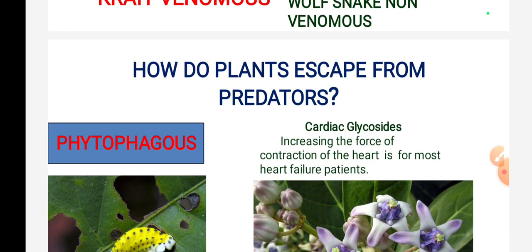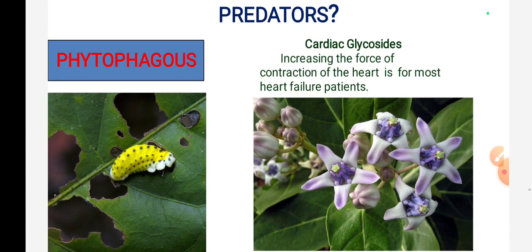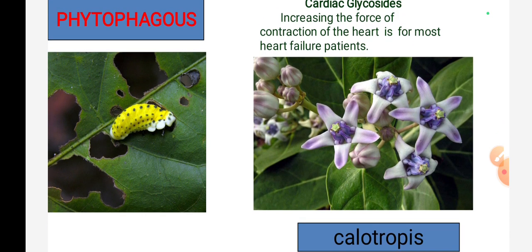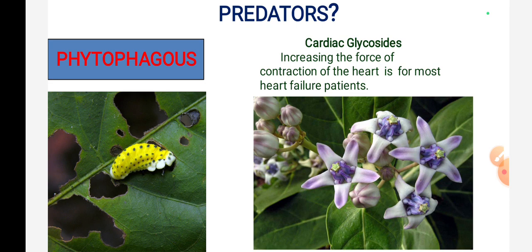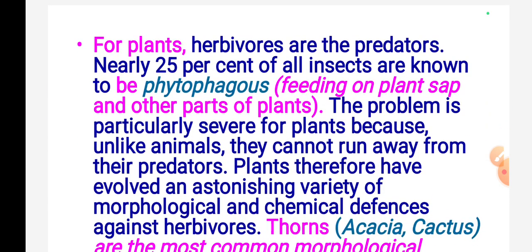How do plants escape from predators? Phytophagous, see here. Then cardiac glycosides, which increase the force of contraction of the heart, are used for heart failure patients. Okay, Calotropis. For plants, herbivores are the predators. Nearly 25% of all insects are known to be phytophagous, feeding on plant sap and other parts of a plant.